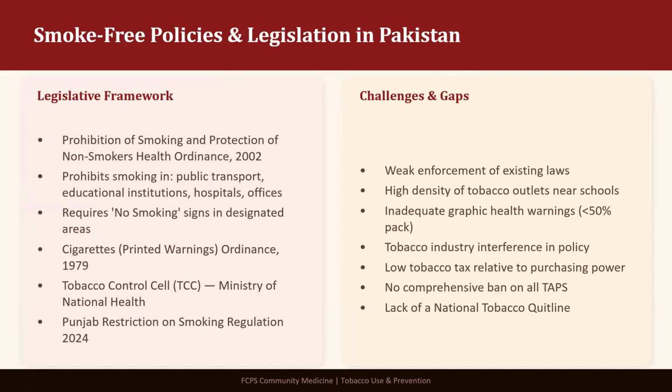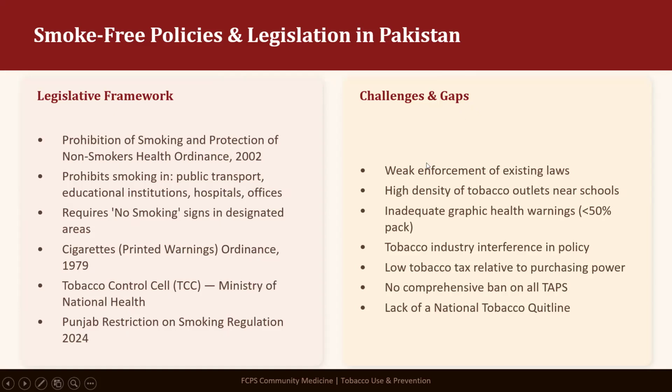Next are smoke-free places and legislation in Pakistan. The legislative framework includes the Prohibition of Smoking and Protection of Non-Smokers Health Ordinance 2008, which prohibits smoking in public transport, educational institutions, hospitals, and offices, and requires no-smoking signs in designated areas. There is also the Cigarette Printing Warning Ordinance of 1979, the Tobacco Control Cell in the Ministry of Health, and the Punjab Restriction on Smoking Regulation 2024.